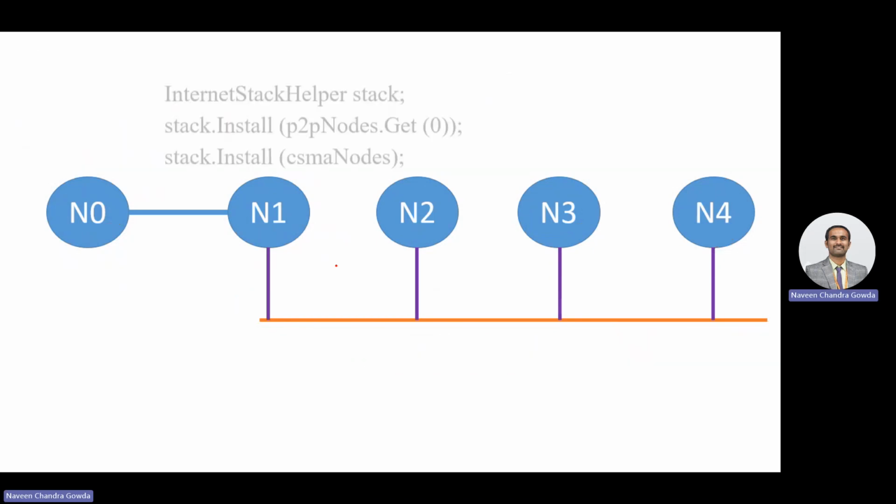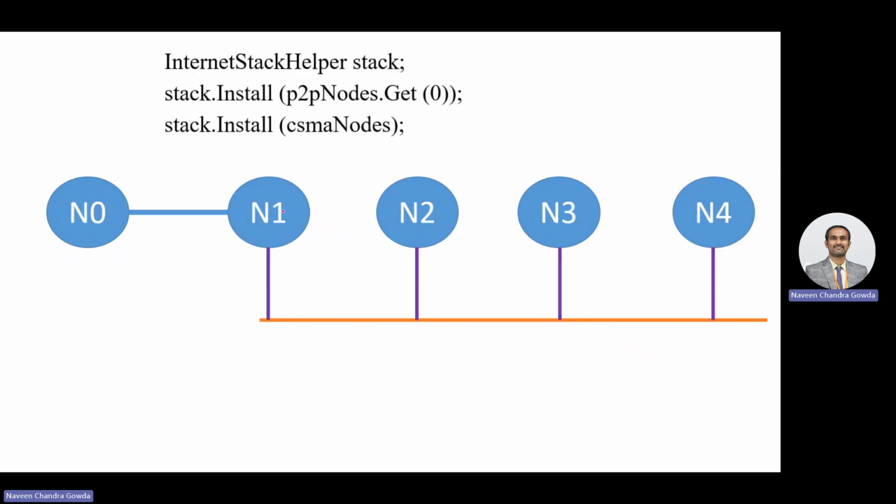Next, going further. Once you have connected the nodes, these two nodes as point to point and these nodes as CSMA, we definitely need to install the internet stack on every node. In which nodes will we be installing it? We will be installing the stack on N0 of the P2P and all the nodes of CSMA. In all the nodes, we will be installing the internet stack.